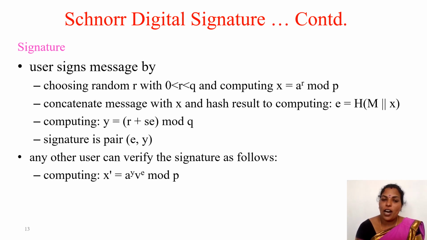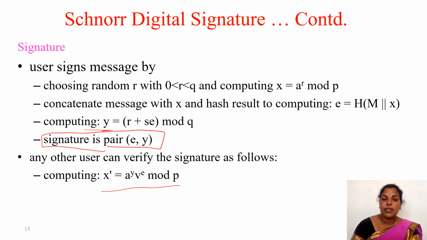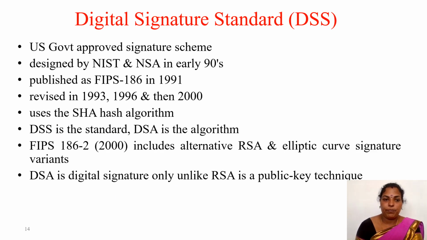Here also, in the Schnorr digital signature, a signature pair is generated. Here also it is very, very important: the signature pair comprises the E value as well as the Y value. Both values, E and Y, form the signature pair in this Schnorr digital signature. Any other user can verify the signature as follows: X dash equal to A power Y times V power E mod P. Using this, any user can verify the generated signature.